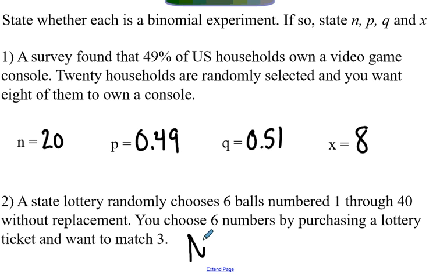And this last one is a no. The reason why is because the way that the state lottery works, once one of the balls has been selected, they don't put it back into the urn. So the probability of success changes for each time. So this is not going to be a binomial experiment.